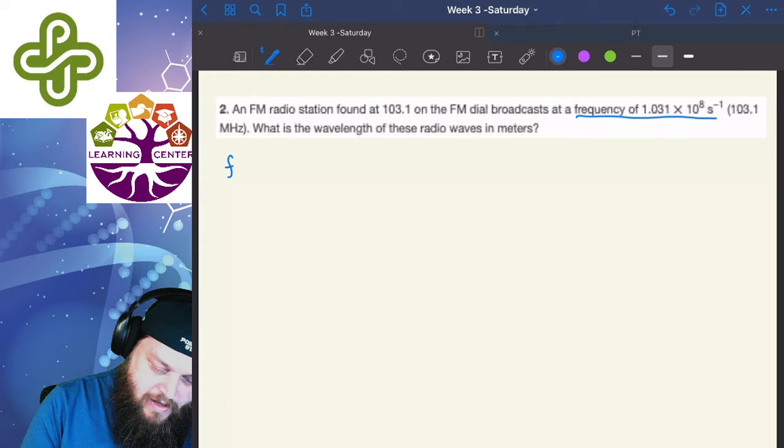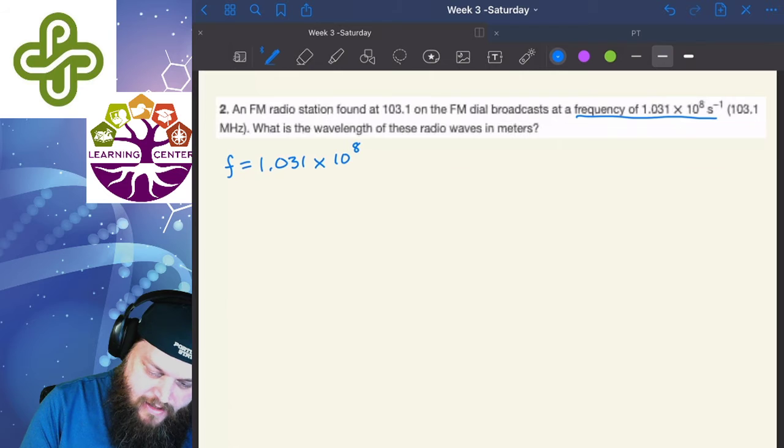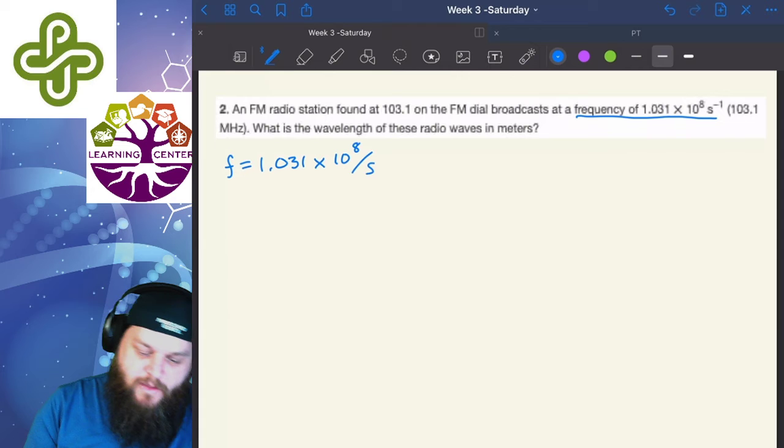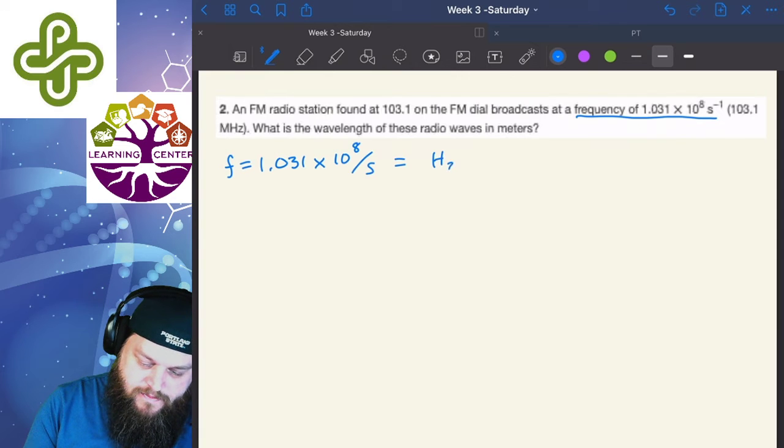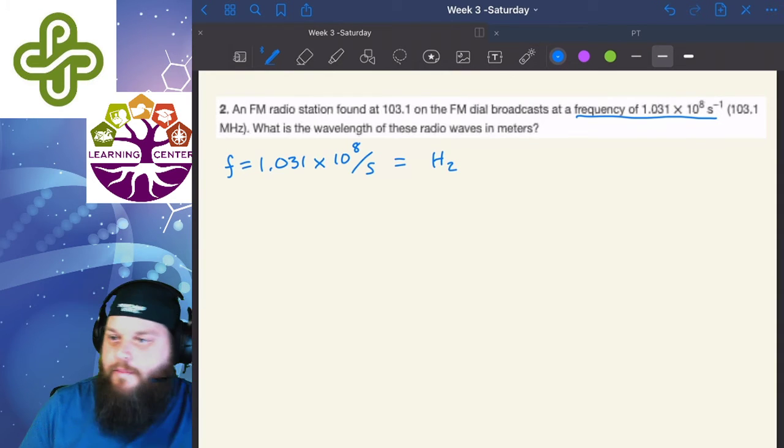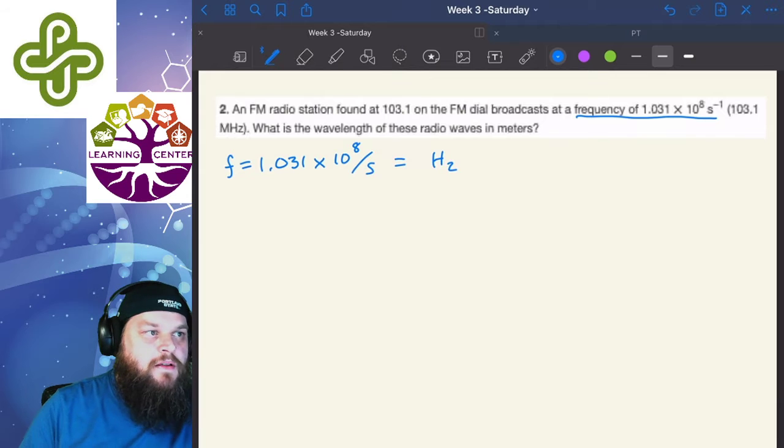I'm going to rewrite it here, where frequency is equal to 1.031 times 10 to the 8. And they say it's seconds to the negative. I like to think of that instead as a per second, which is equal to hertz. Okay, hertz is just a per second, 1 over seconds.